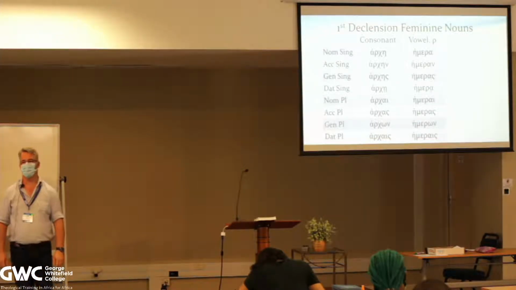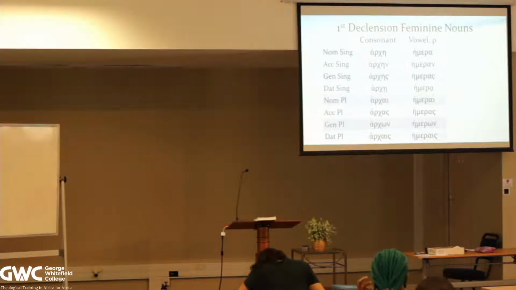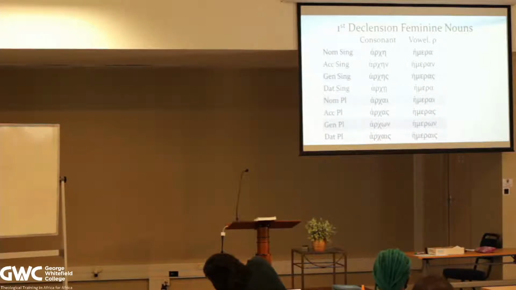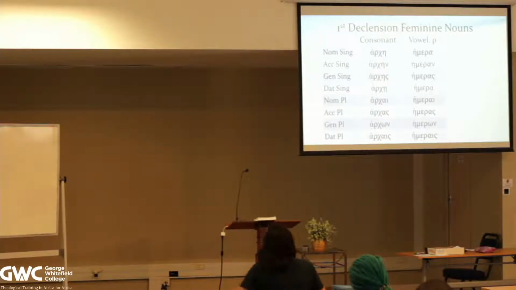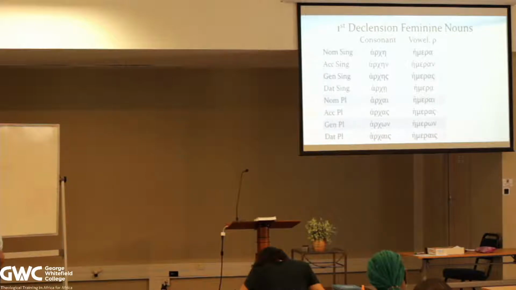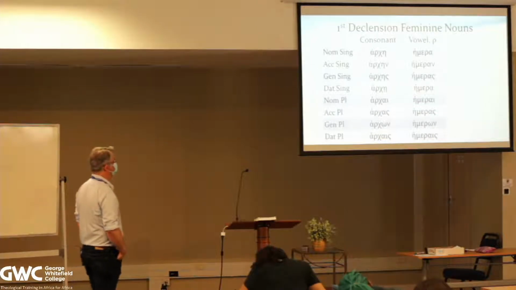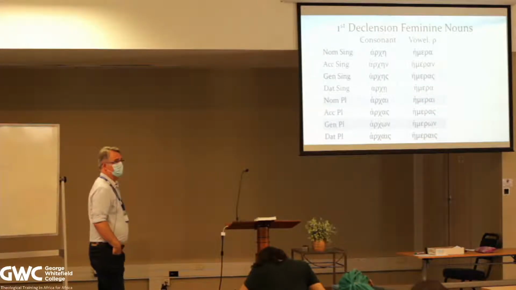So for our first declension feminine nouns, we've got these two different ones now: arche and hemera. They're pretty much exactly the same pattern, just the vowel lengthening and shortening, that's all. The stem ending in a vowel or a rho means that the vowel of the endings shortens a little bit, from the eta to the alpha, that's all, in the singular. No big deal at all.